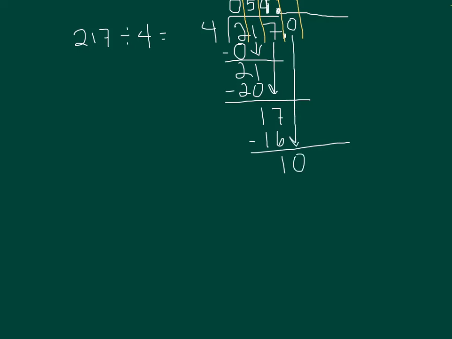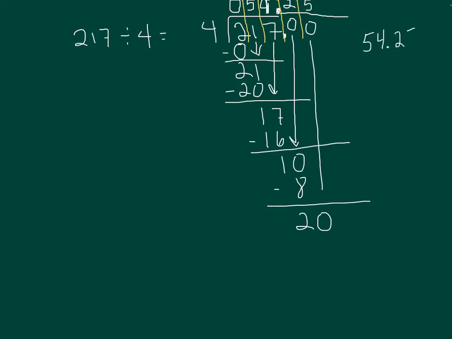4 will fit into 10. 4 times 2 is 8. 4 times 3 is 12, which is too high, so it's got to be 4 times 2. And I get 8. 10 take away 8 is 2. Bring another 0 down. And 4 fitting into 20, exactly 5 times. 4 times 5 is 20. So your answer is 54.25.